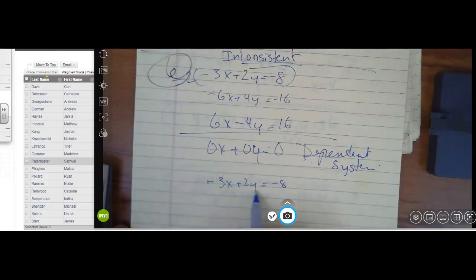Then they ask you to solve for one variable in terms of another. So you get negative 2y minus 8 divided by negative 3, which is 2/3 y plus 8/3. So x equals 2/3 y plus 8/3, and y is equal to y. And y could be any real number. So y is y, and then x is going to be 2/3 of whatever y is plus 8/3.